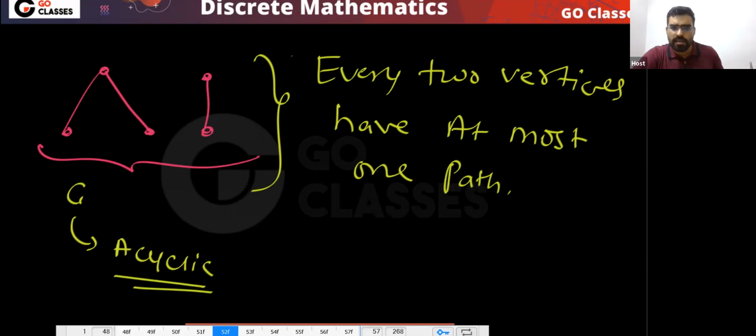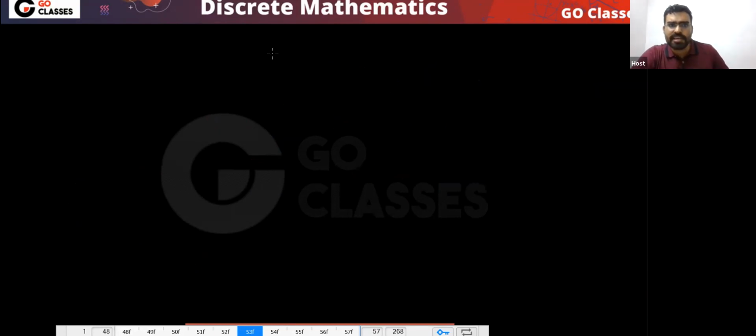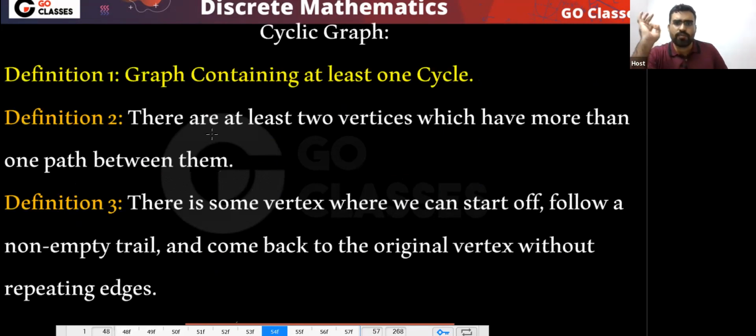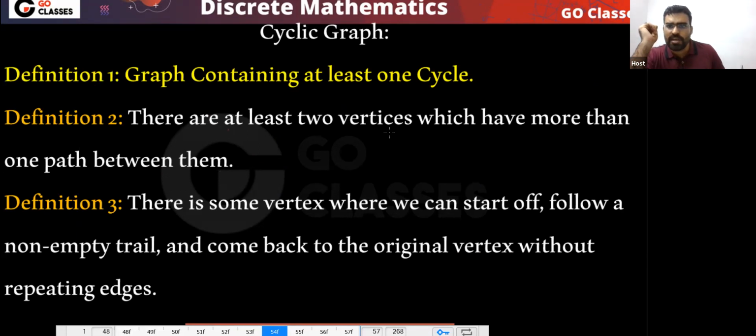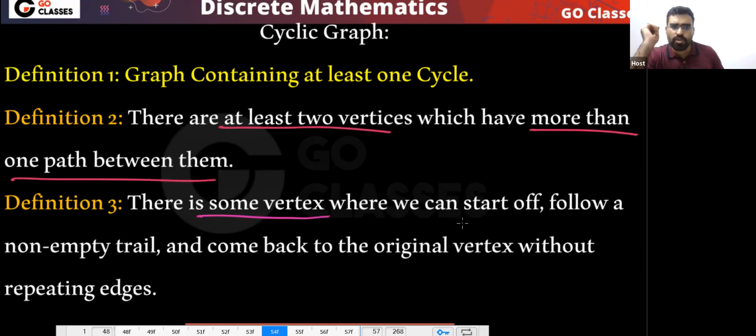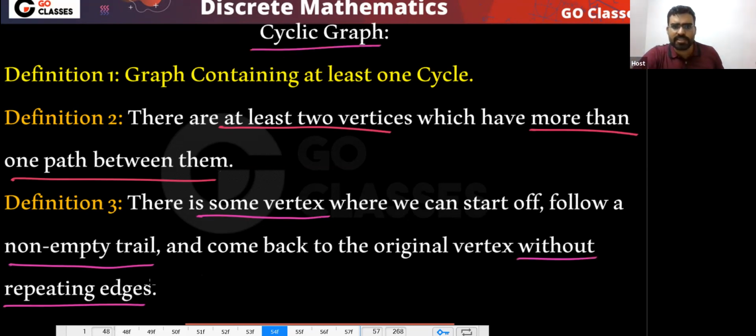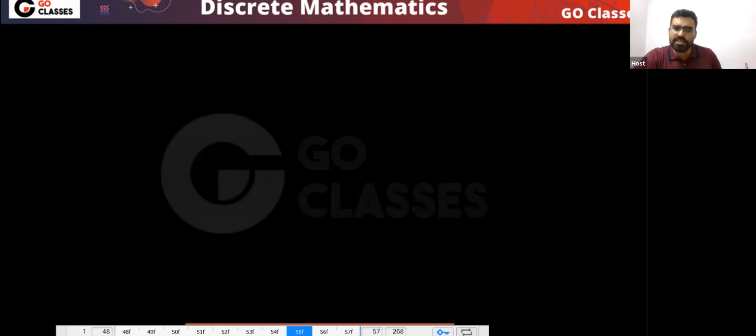So this is the idea. I hope this concept is clear. So what is a cyclic graph? For a cyclic graph, we have three definitions. A graph containing at least one cycle, or at least two vertices which have more than one path, or you start at some vertex, follow a non-empty trail, and come back without repeating edges. These are the three definitions of a cyclic graph. Use whichever definition you understand.